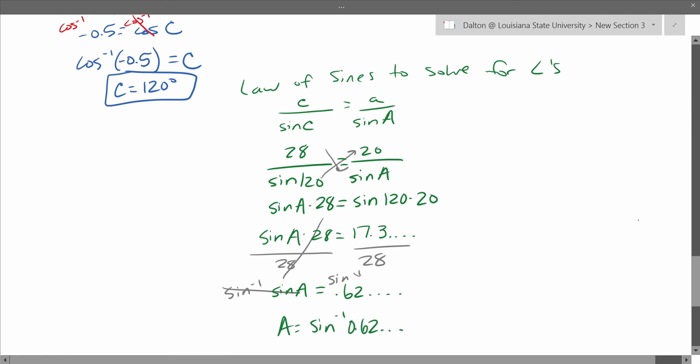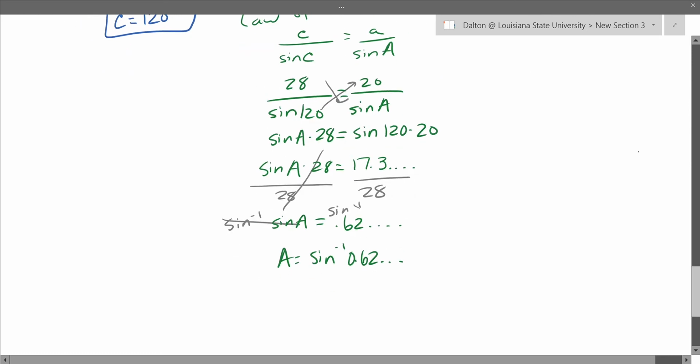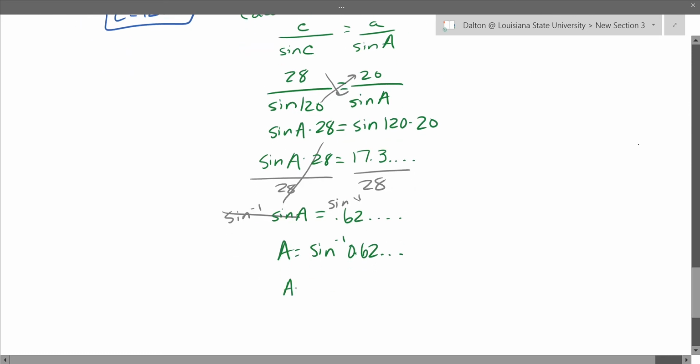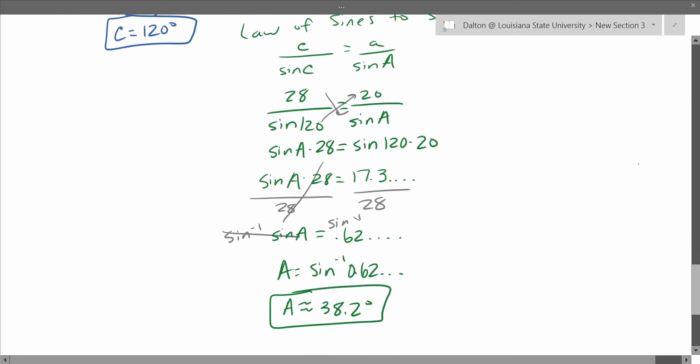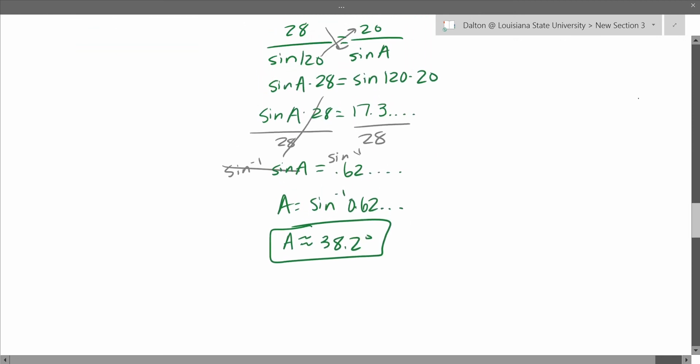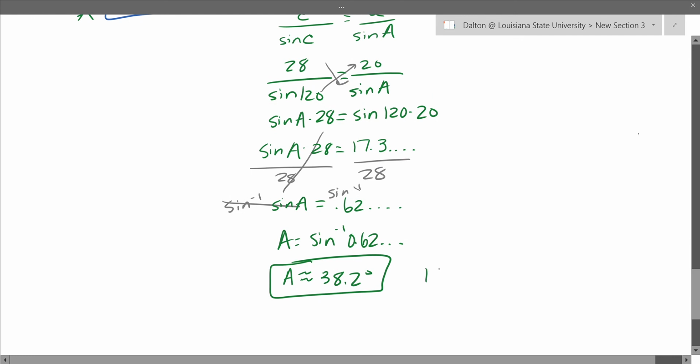And again, in your calculator, make sure you hit second sine, second answer, and you should end up with A is going to be approximately 38.2 degrees. So you found angle A just now. You already knew angle C was 120. So angle B is going to be easy as pie, because you're just going to take 180 minus 120 minus 38.2, and you're going to end up with angle B is approximately 21.8 degrees.